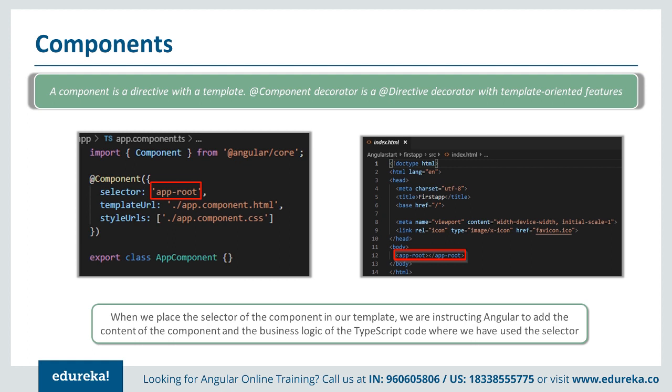Now that selector is being injected in your HTML body tag. So what is the goal of it? When we place the selector of the component in our template, we are instructing Angular to add the content of the component and the business logic of the TypeScript code where we have used the selector. You have created a component. The component name is app.root and it has an HTML logic view and a business logic sitting in a class. That entire thing you're going to keep here with the help of the selector.